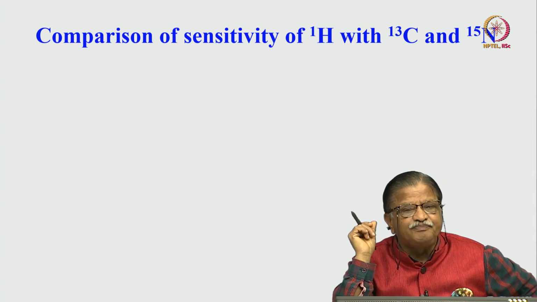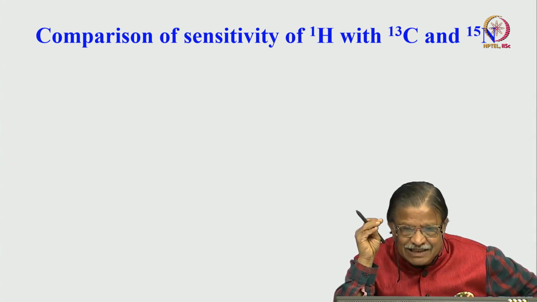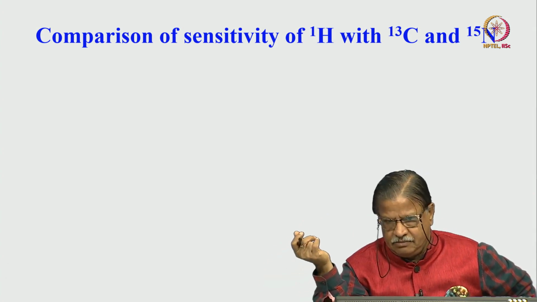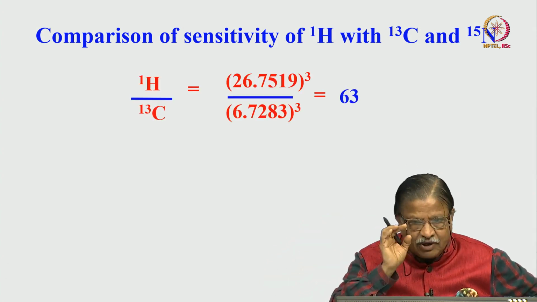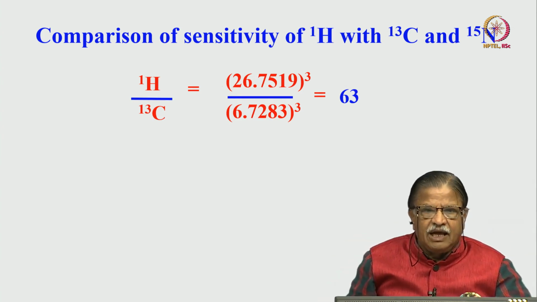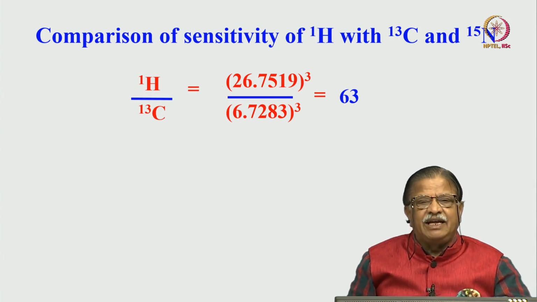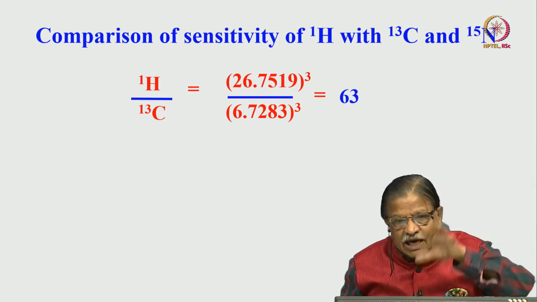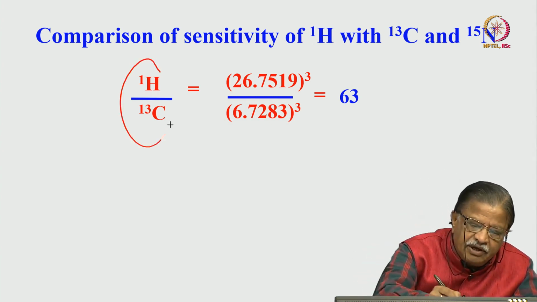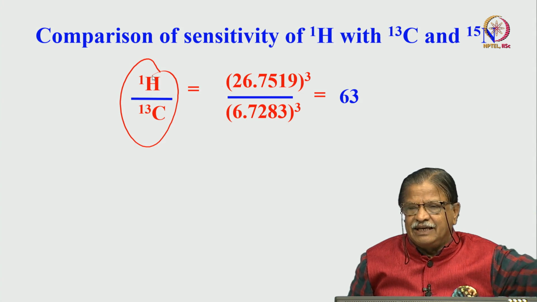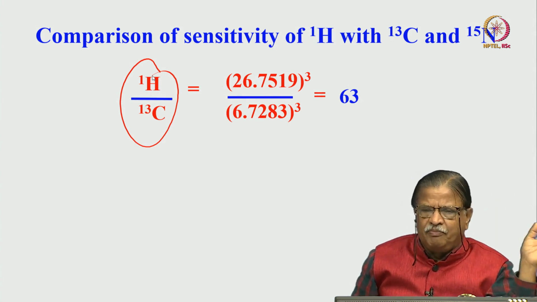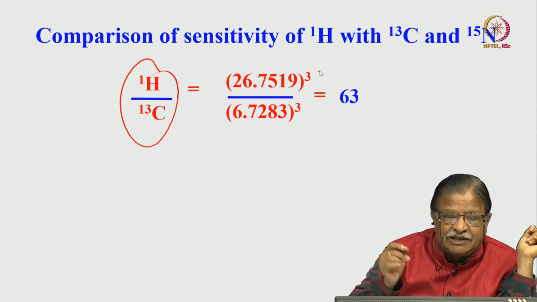Let us now compare the sensitivity of proton with two other nuclei with different gamma. As I said, proton is the highest one. We will consider that as a standard, as a reference. We will compare the sensitivity of the proton with carbon and nitrogen. We will take the ratio. Of course, all other parameters get cancelled out because B naught is constant. I am not changing 2 pi, everything gets cancelled out. Only gamma is the term which remains.